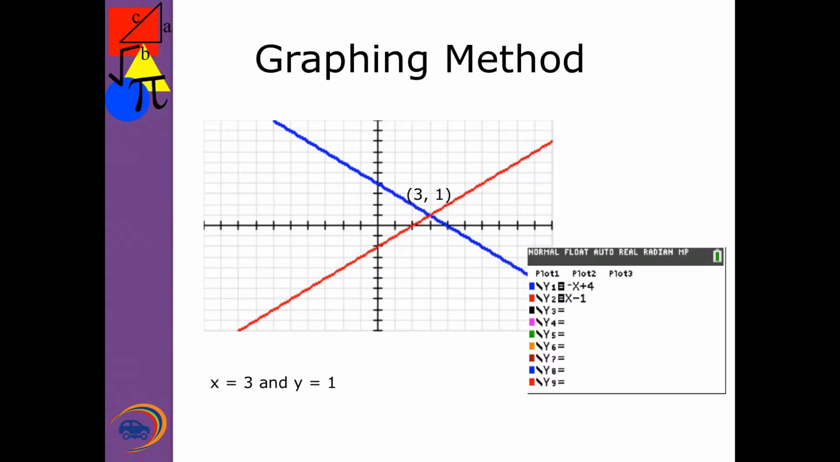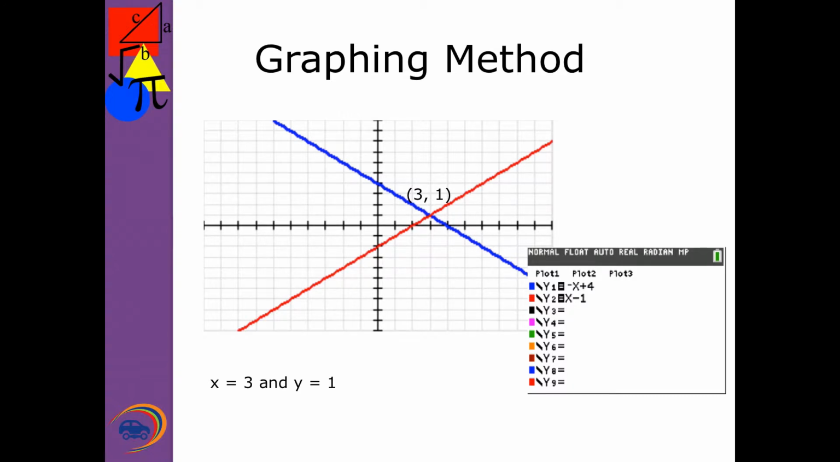I have graphed with my graphing calculator 2 different lines. I graphed the line y equals negative x plus 4. Y equals negative x plus 4 is the blue line. I can tell it's the blue line because it has a negative slope, which means as I read from left to right, it's going to go down in value. The red line is y equals x minus 1.